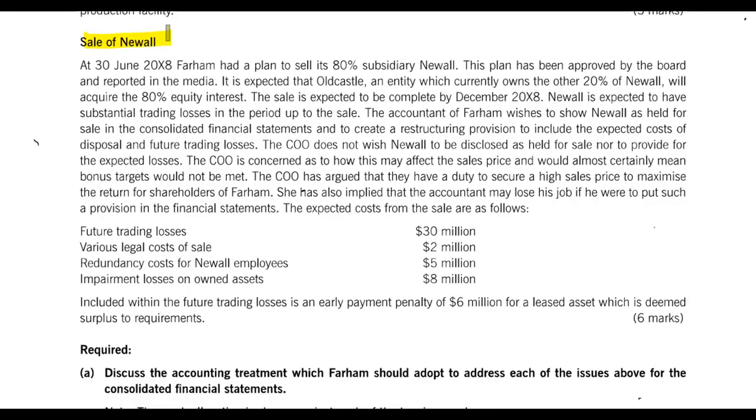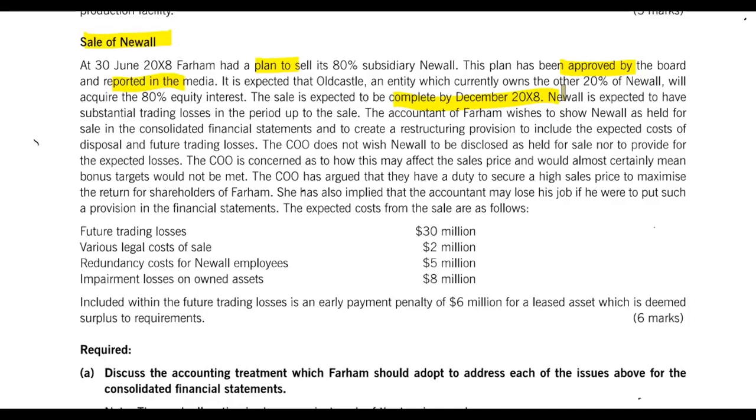Now, there is a plan to sell a business which has been approved and reported in the media, and it's been expected that this is going to be completed by X8. Although the question doesn't explicitly say so yet, what's going through my mind is whether or not this asset meets the criteria of being held for sale.